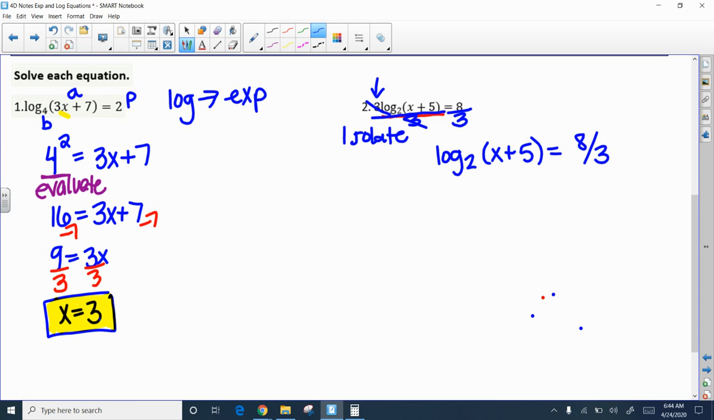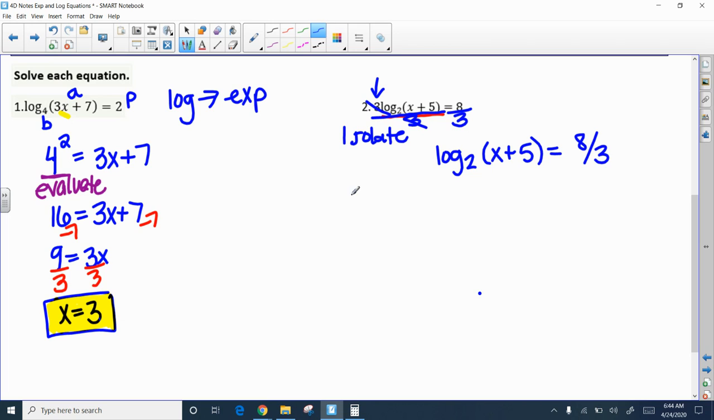Now this 8/3, for now, I'm going to leave it as a fraction, 8/3. I don't want to put it as a decimal because it's not an exact decimal. I'd have to round it to like 2.67 or something like that. And it's best to not round until the end if possible. Your answer is more exact. All right, so that was step 1, isolate.